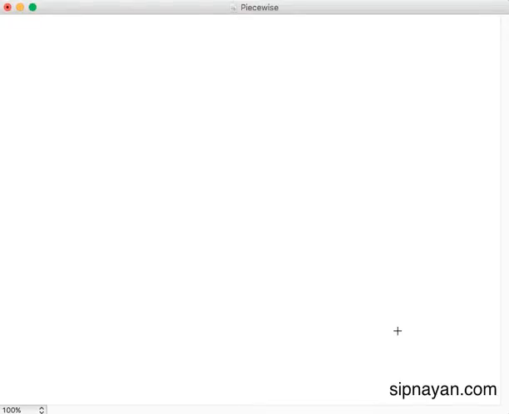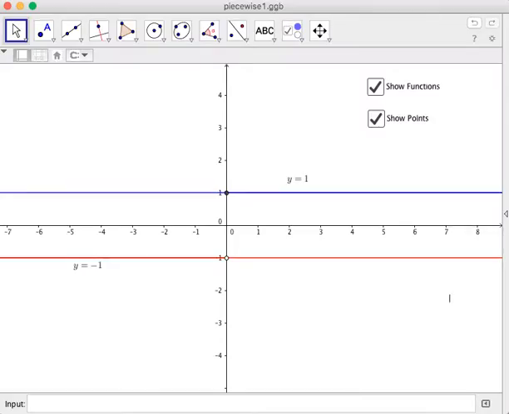Yung series natin on piecewise function. Now, ano ba yung piecewise function? Well, ang piecewise function is that meron kang two or more functions. You take the pieces of them and put them together to form one function, no?